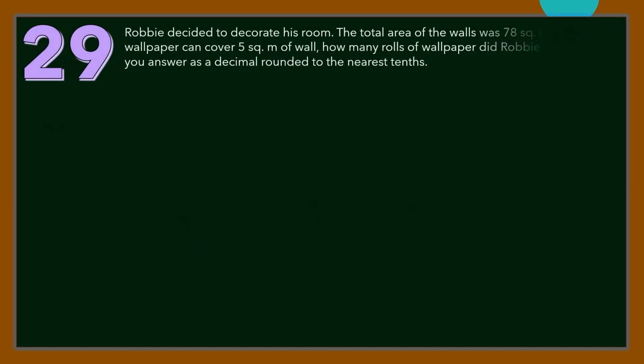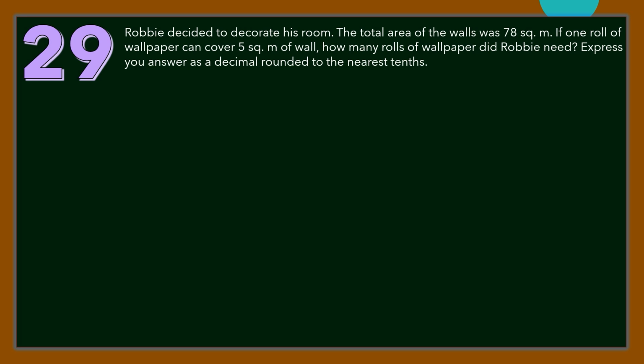29. Robbie decided to decorate his room. The total area of the walls was 78 square meters. If one roll of wallpaper can cover 5 square meters of wall, how many rolls of paper did Robbie need? Express your answer as a decimal rounded to the nearest tenths.